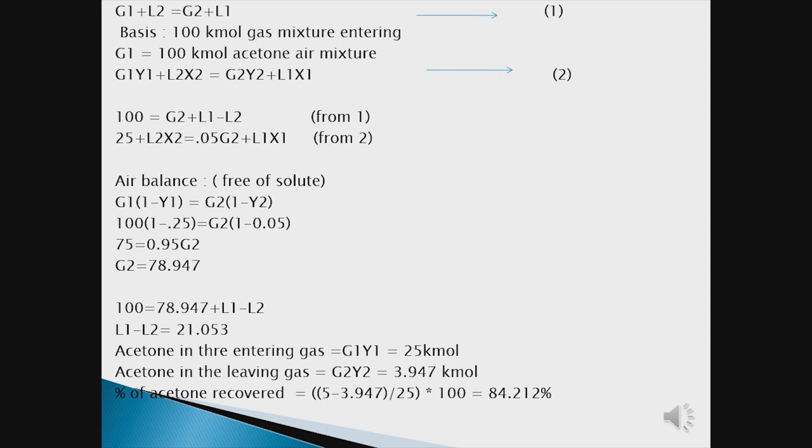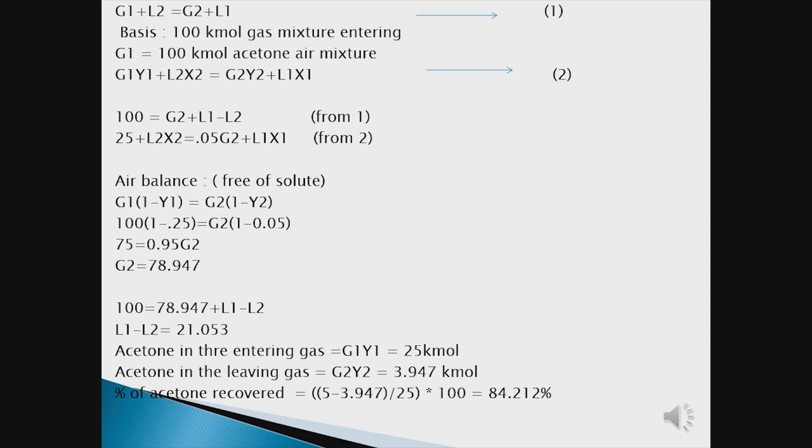So 100 into 1 minus 0.25 is equal to G2 into 1 minus 0.05, where 75 is equal to 0.95 G2, and G2 is equal to 78.947 from solving. We get the answer after solving that equation. And we know that 100 is equal to G2 plus L1 minus L2. So 100 is equal to 78.947 plus L1 minus L2, and L1 minus L2 is equal to 21.053. So the requirements that we asked in the question are being answered.